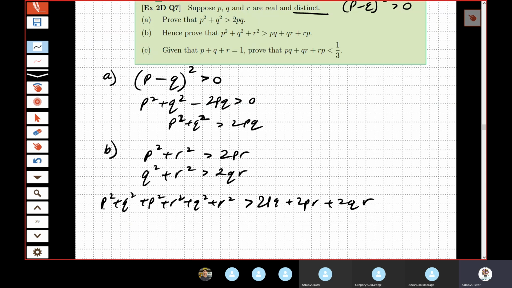On the left-hand side, you will get P squared, 2P squared, 2Q squares, and 2R squares. And some of you might see, I pretty much have the result. I've got an extra 2 everywhere. You just cross them out, and you're done. P squared plus Q squared plus R squared is greater than PQ plus PR plus QR.